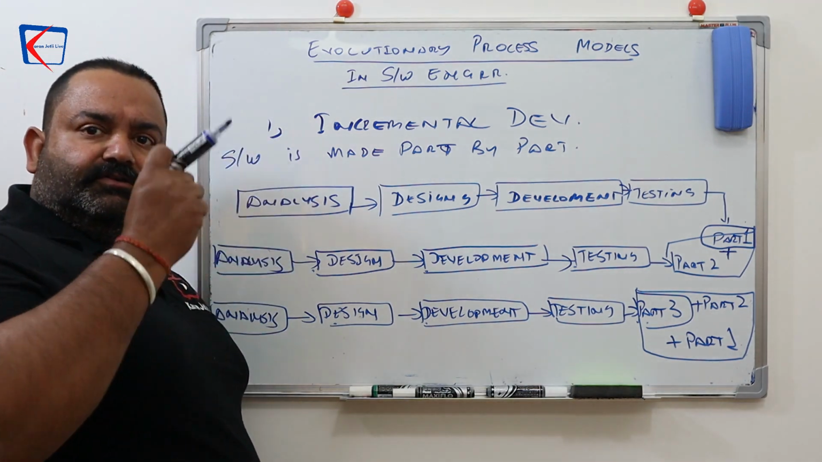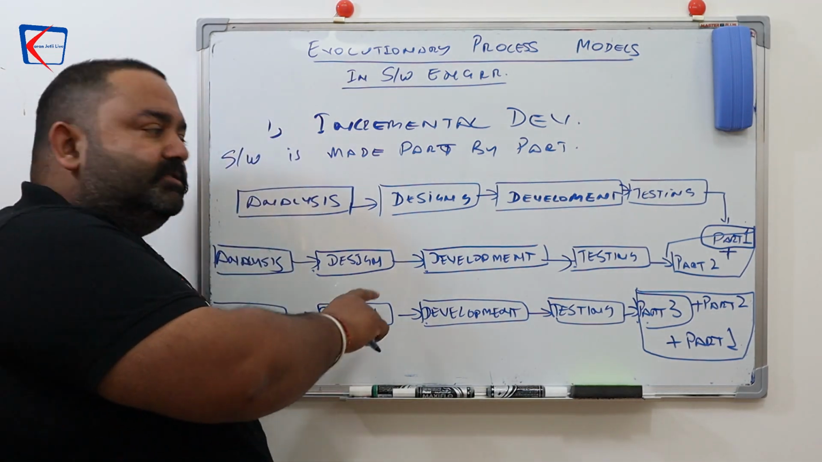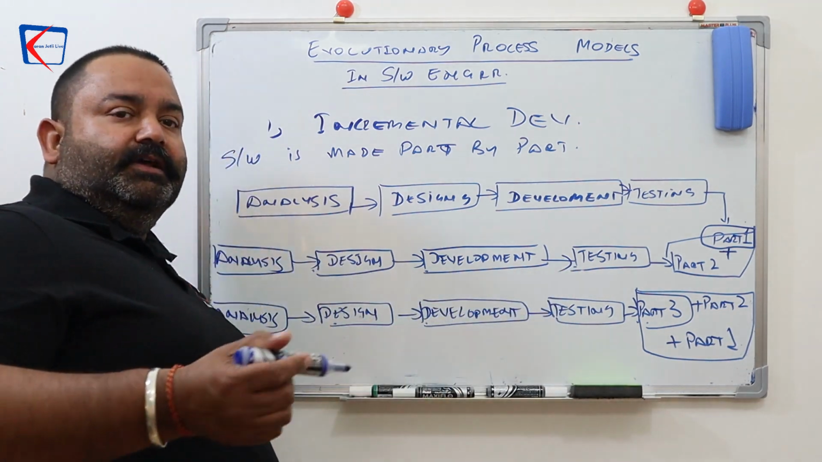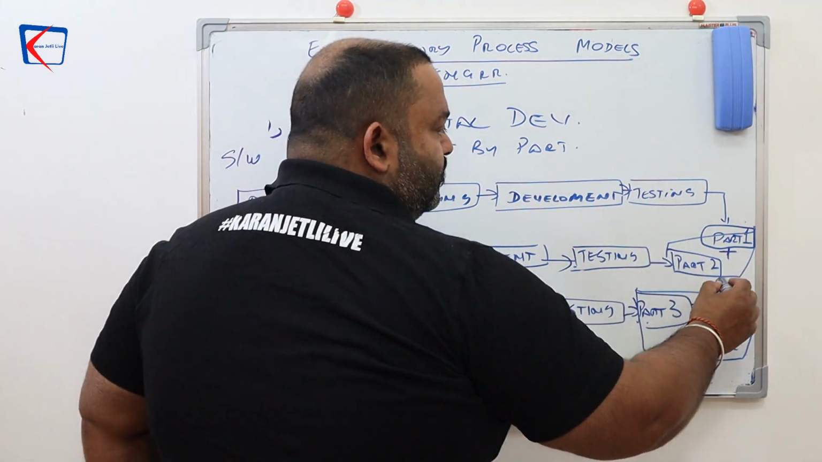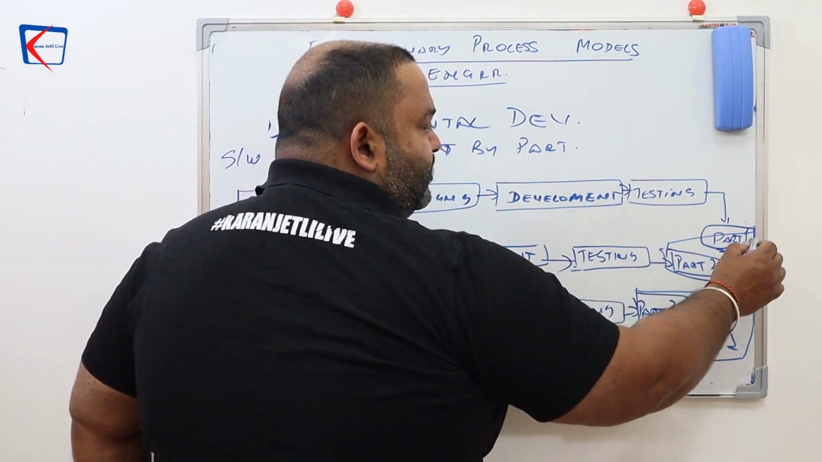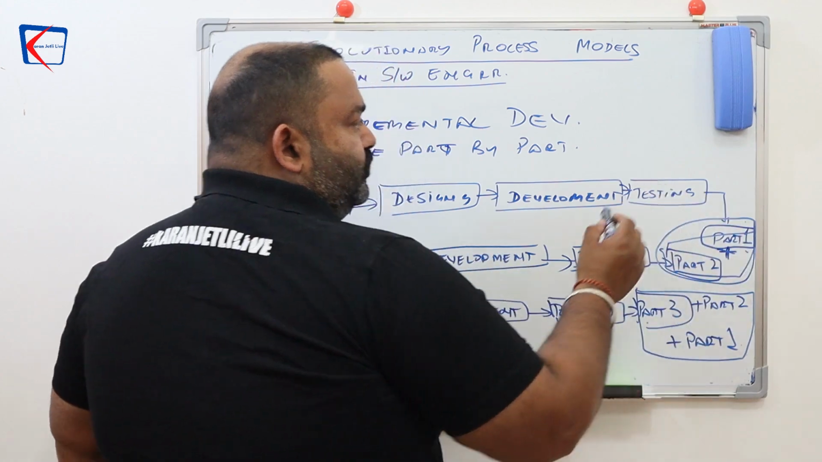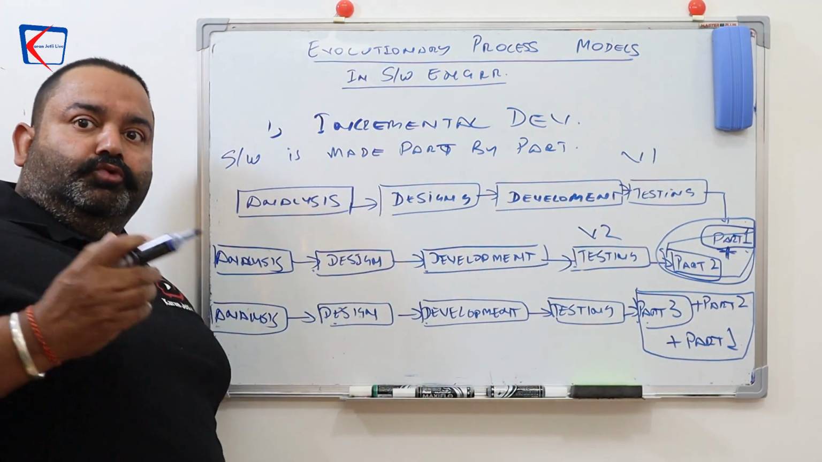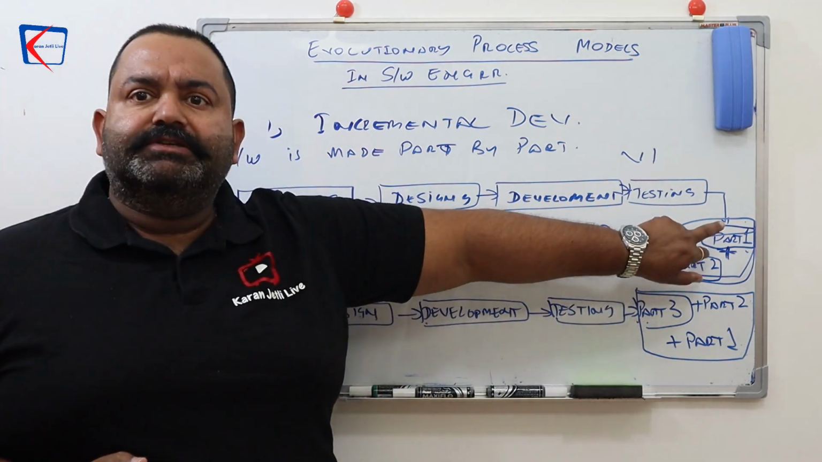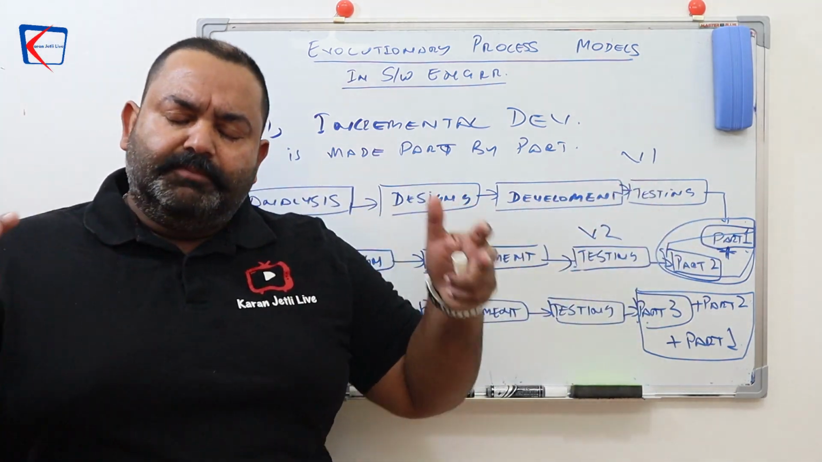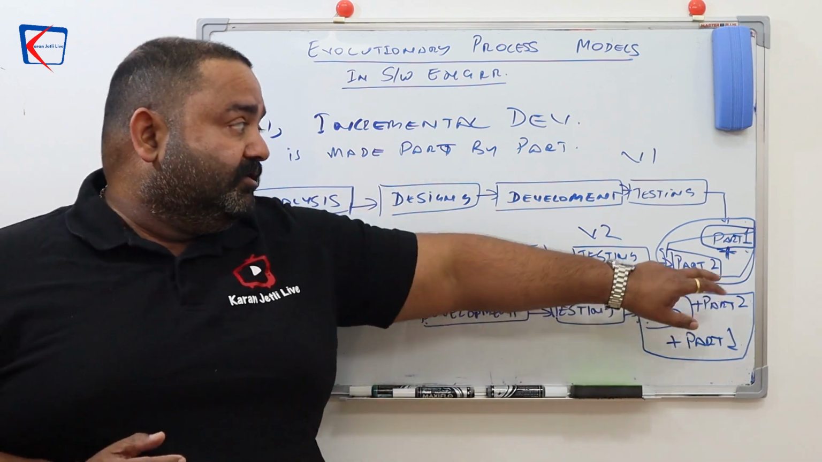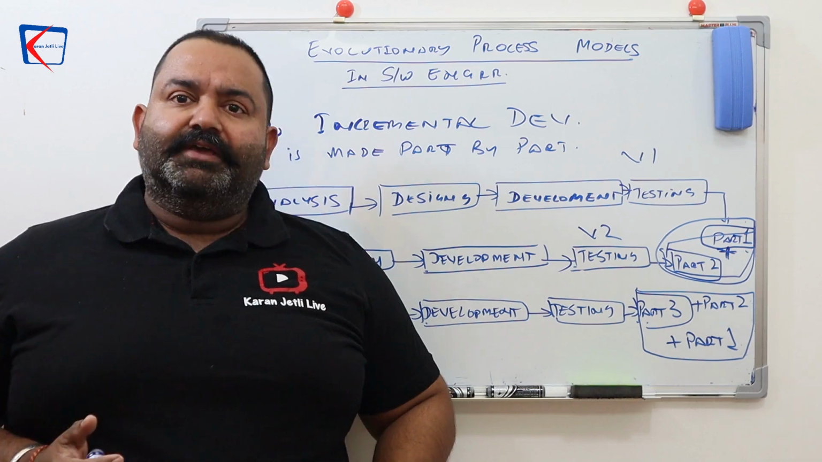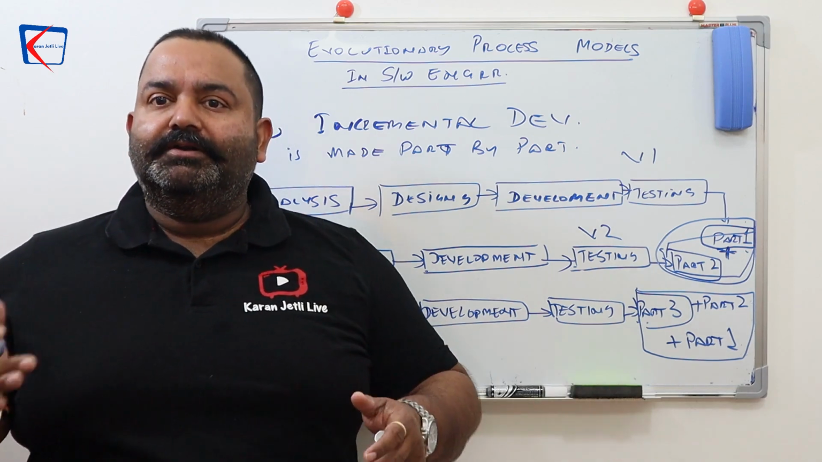Then you take another set of requirements, do the analysis, do the design, do the development, do the testing, then release part 2. Okay, and then integrate part 1 and part 2 together. So this is version 1, this is version 2. So now our system is not complete, our system is partially complete with 2 parts working in it, with 2 subsystems working in the form of part 1 and part 2.